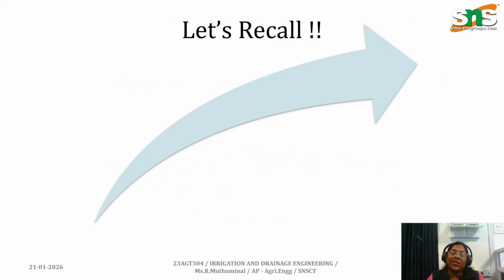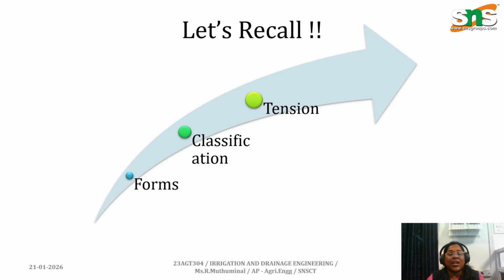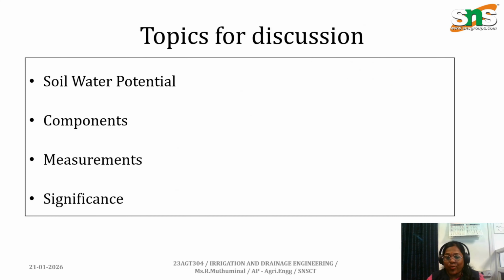Let us recall what we have seen in the previous classes. We have seen what the soil structure forms are, what the classification is, what the tension is, and what soil water potential is. We have to be very sure from the previous lecture series that soil water tension and soil water potential are interrelated because they are helpful in holding up the capacity of the water with the help of both.